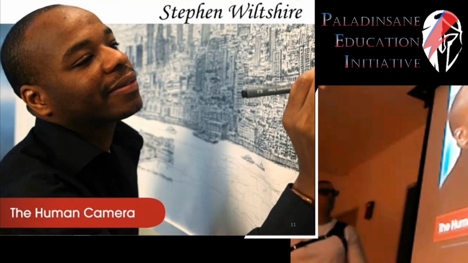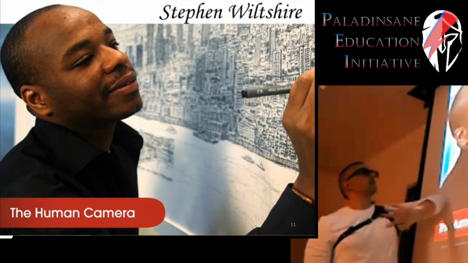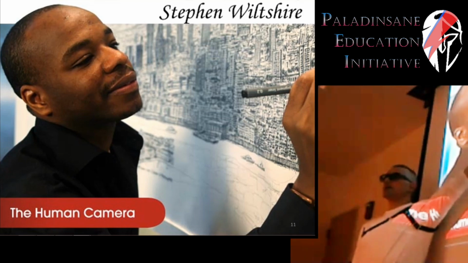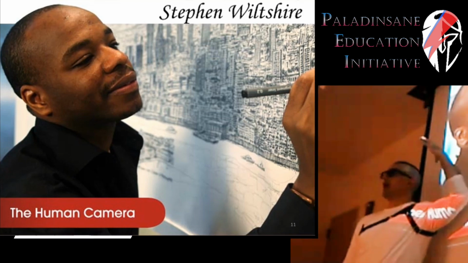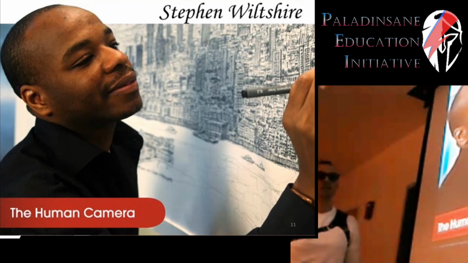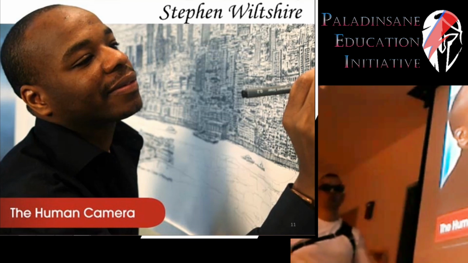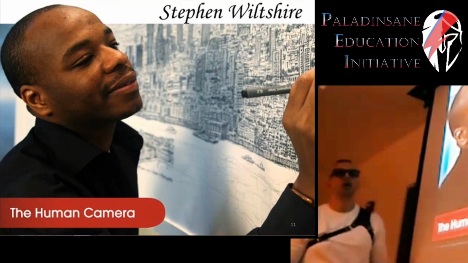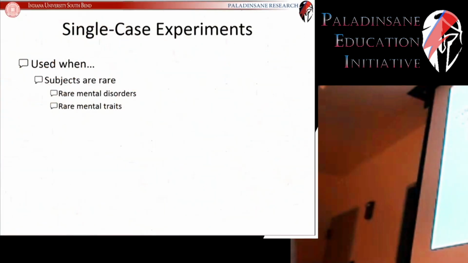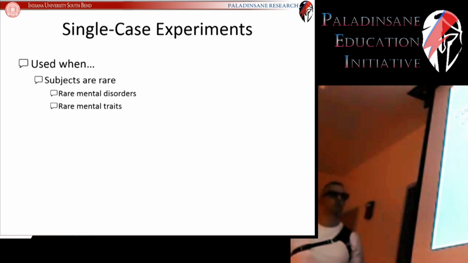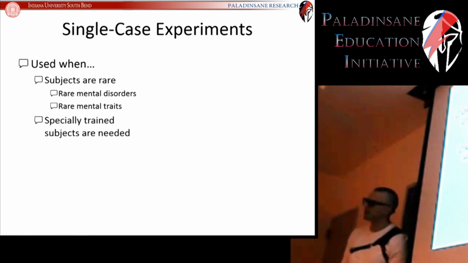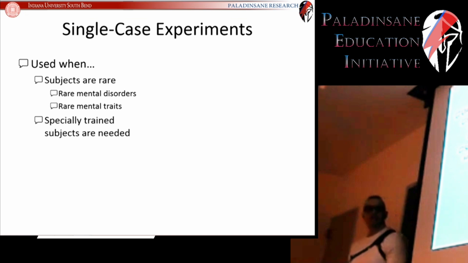So if you were a memory researcher and you're like, oh my gosh, this is fascinating, what an opportunity for psychology, you would at best have access to one individual. And you would have to use these single subject experimental designs to account for the fact that you're dealing with such a small number of subjects. All right, so you can use it when subjects are rare, rare mental disorders, rare mental traits. You can use it when specifically trained subjects are also needed.